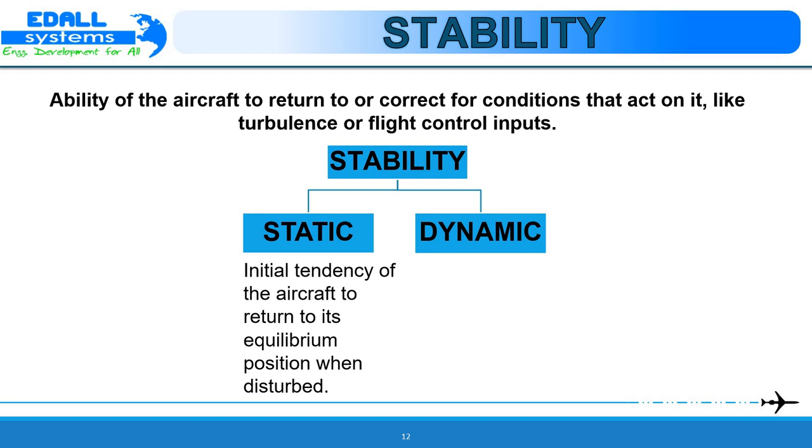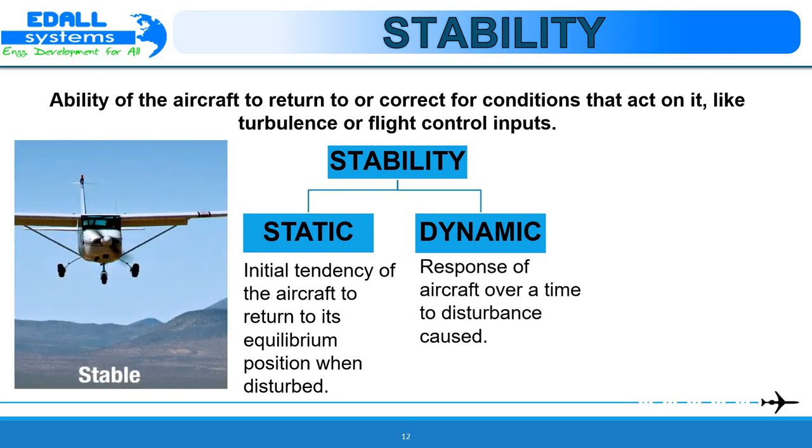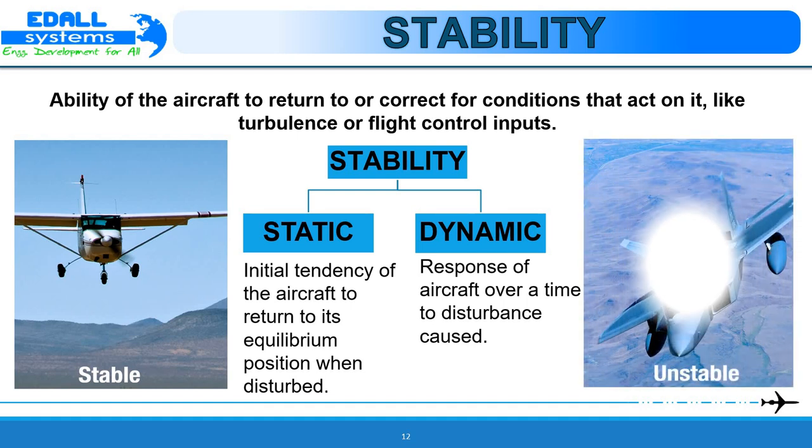Static stability means the initial tendency of the aircraft to return to its equilibrium position when disturbed, and dynamic stability means the response of the aircraft over time to the disturbance caused. Others, like fighter jets, tend to be very unstable and can even be unflyable without the help of a computer-controlled fly-by-wire system.